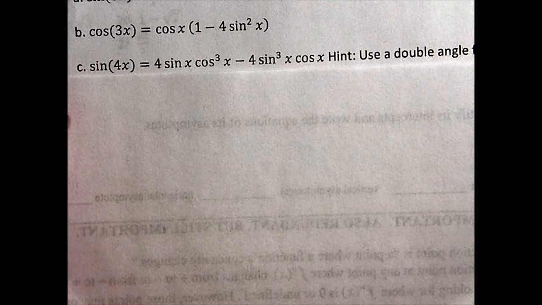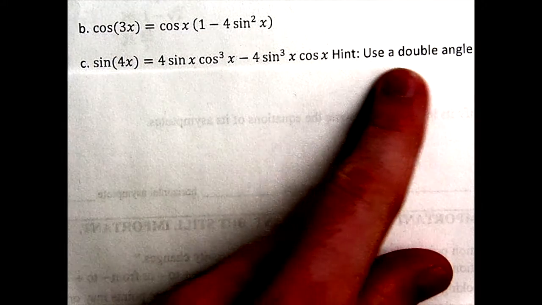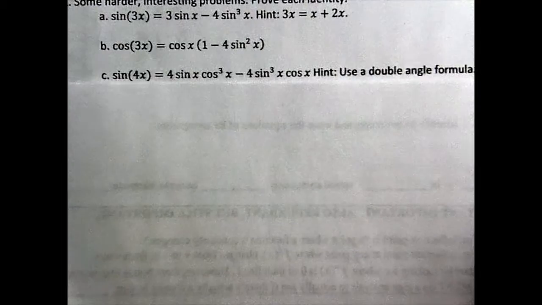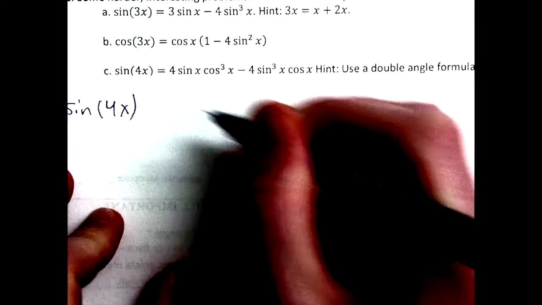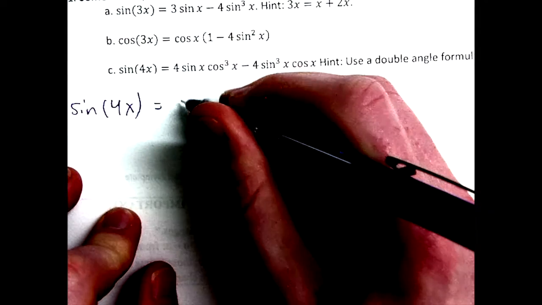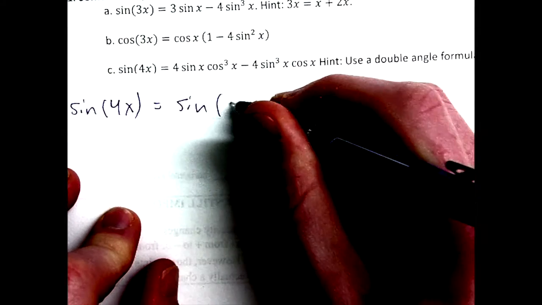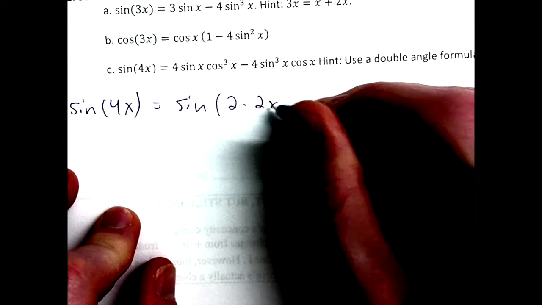Okay, so let's move on to C. Let's have a look at C. C says that sine of 4x is equal to all of this stuff here, and I give you a hint. I say use a double angle formula. So the idea here is that sine of 4x, well, 4x can be written as 2 times something, right? It can be written as 2 times 2x.